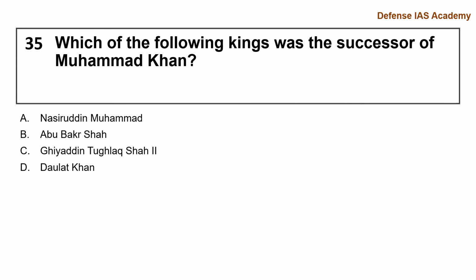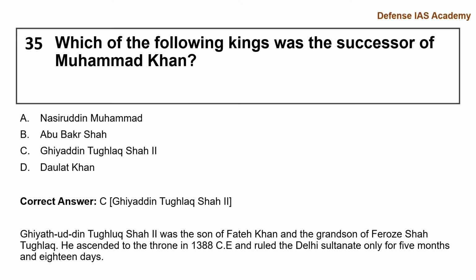Question 35. Which of the following kings was the successor of Muhammad Khan? The correct answer is option C, Ghiyasuddin Tughlaq Shah II. Ghiyasuddin Tughlaq Shah II was the son of Fateh Khan and the grandson of Firoz Shah Tughlaq. He ascended to the throne in 1388 CE and ruled the Delhi Sultanate only for 5 months and 18 days.